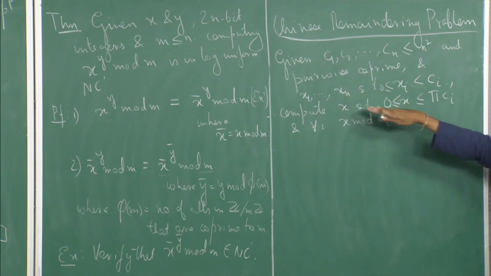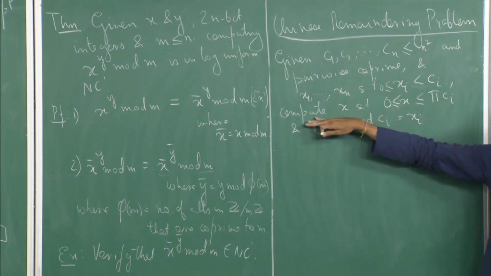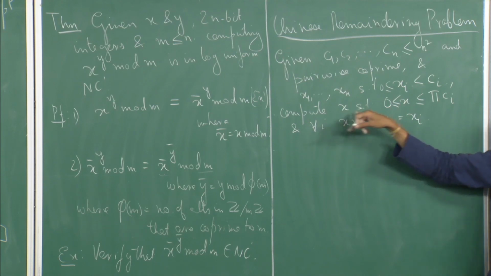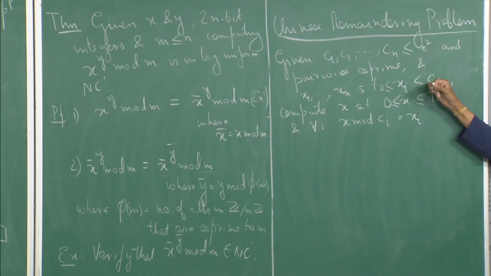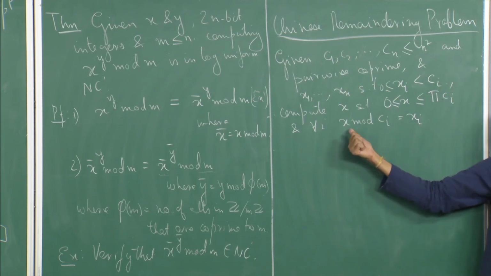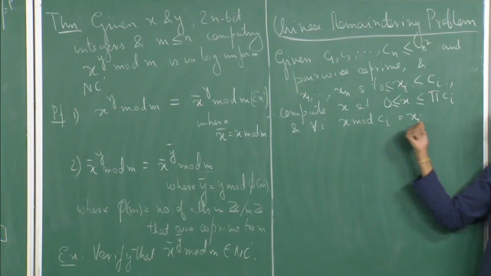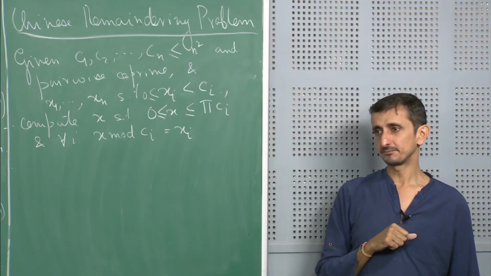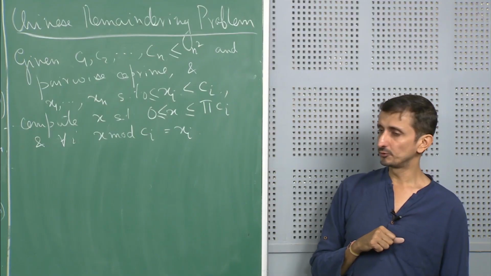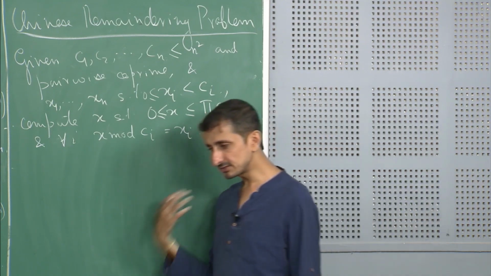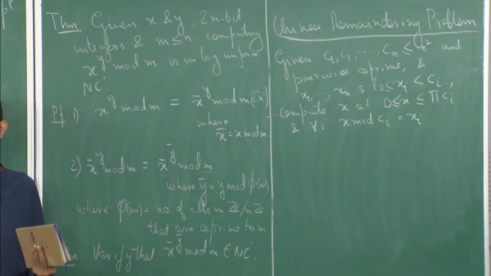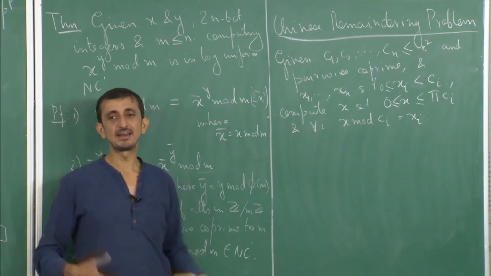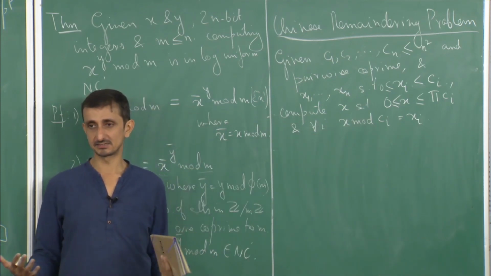Now, given these two sets of numbers, we have to compute a number x such that x is not too large, at most the product of these ci's, and x has the property that if I divide x by ci, the remainder is equal to xi. This should be true for all i. So what is the first question when one sees a problem like this? Why should such an x even exist?